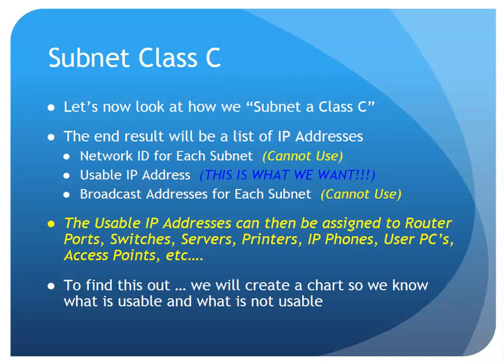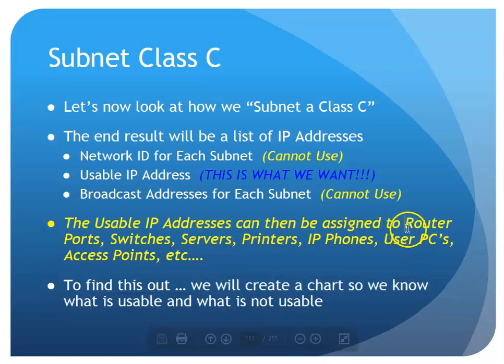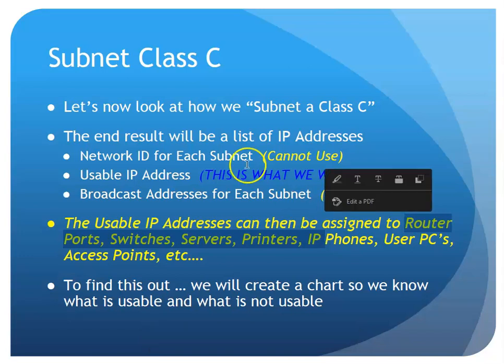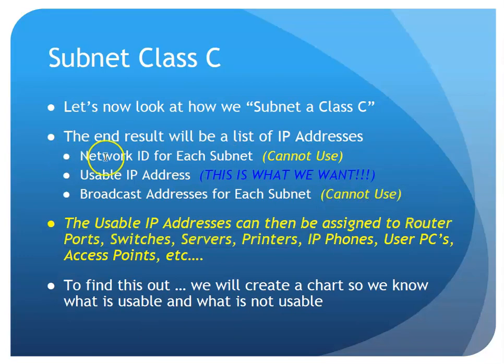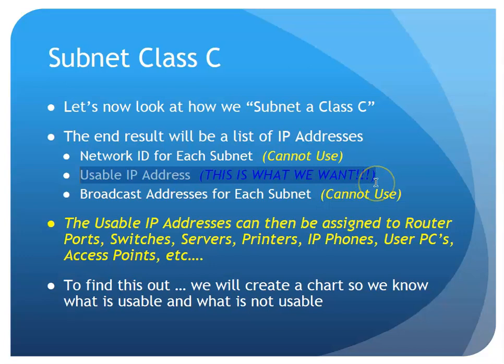Alright, CNT125, Chapter 8. Let's actually subnet a Class C network. We're going to take everything we've learned and apply it so far with a Class C network. What we want is a chart that shows us what is usable, what is not. So we have the IP addresses we can start using to apply to things like router ports, switches, servers, printers, IP phones, etc. That's what we want. And remember, the network addresses we can't use, the broadcast addresses we can't use. We want a chart that shows those, but also the usable IP addresses in the middle.